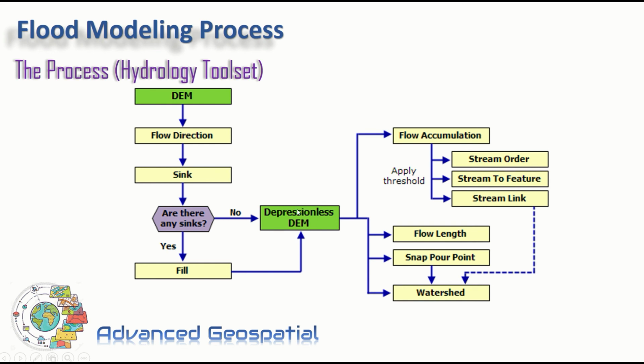So you can see from here, the digital elevation model is the basic input of all these kinds of modeling. From this you can calculate the flow accumulation, then stream order, you can convert stream to feature, stream link, and flow length, and the pour point, the outlet point of every watershed, and then you can calculate the watershed. So these are the processes which are used to model floods in GIS. In another video, I will show you the process of ArcHydro and ArcGIS Spatial Analyst.